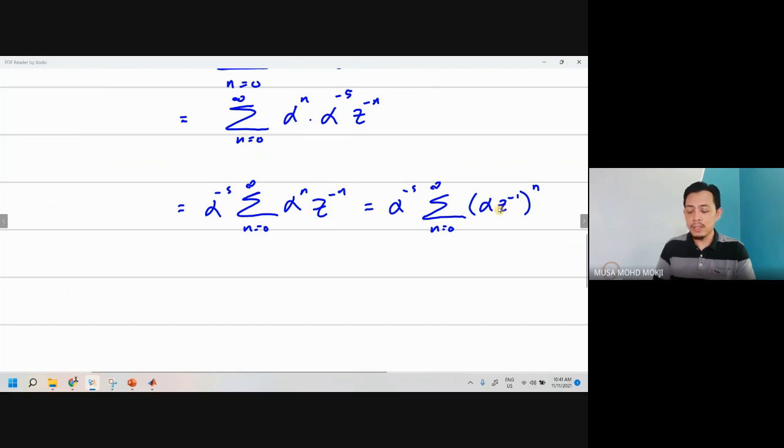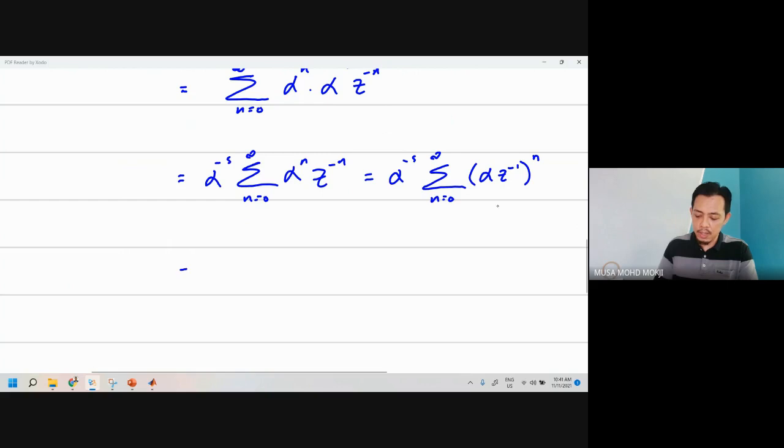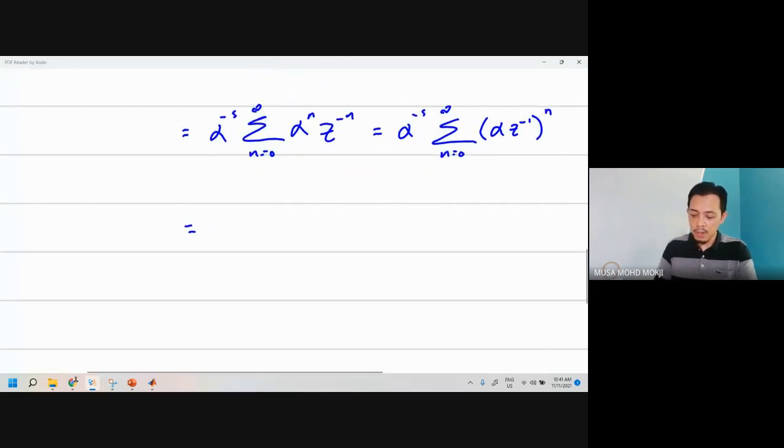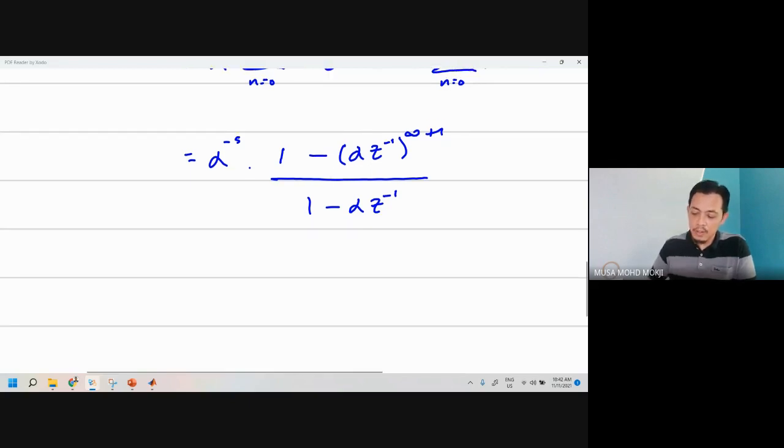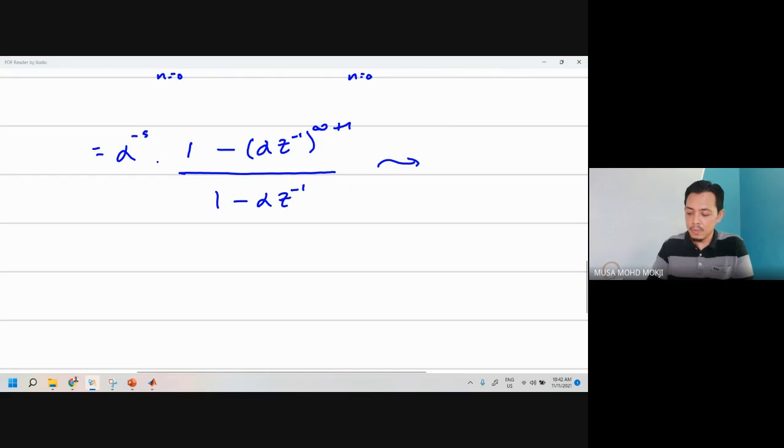From this common ratio, we will determine the ROC later. If you remember the formula, this is alpha^(-5) multiplied by (1 minus (alpha z^(-1))^(infinity plus 1)) divided by (1 minus alpha z^(-1)). Because this is (alpha z^(-1)) to the power of infinity plus 1, we need to make sure that this alpha z^(-1) is supposed to be less than 1.